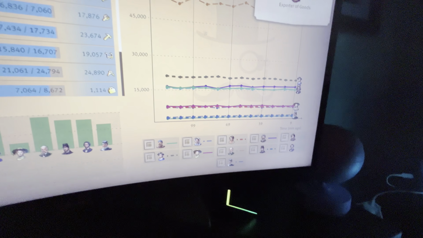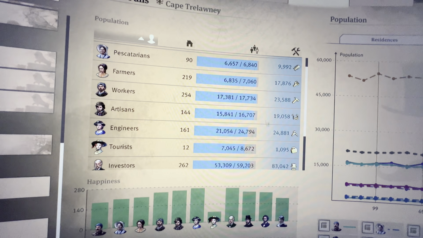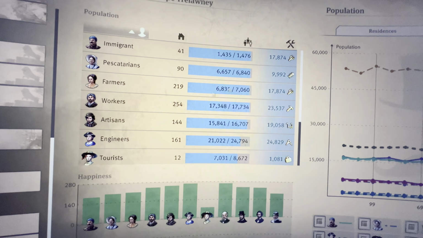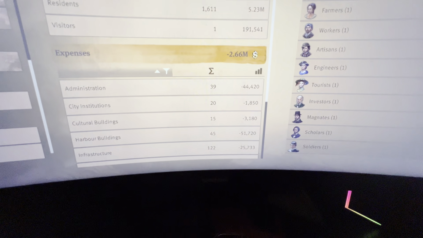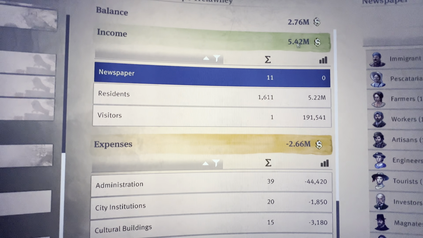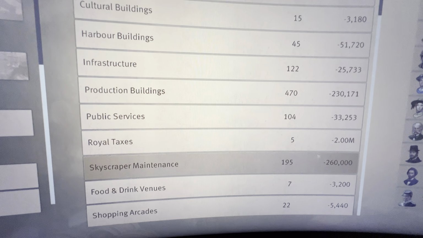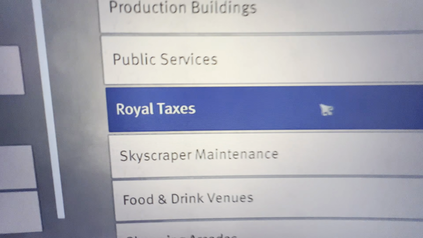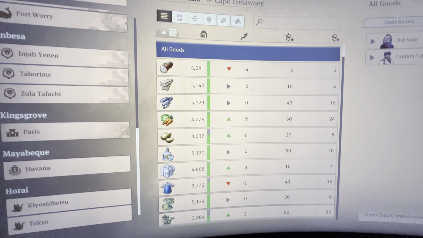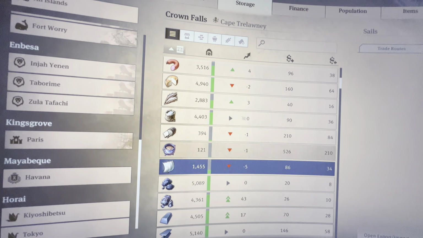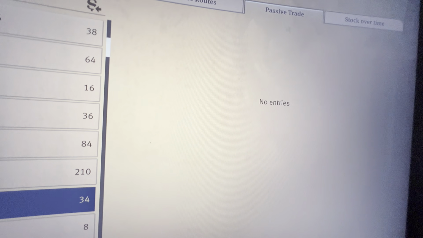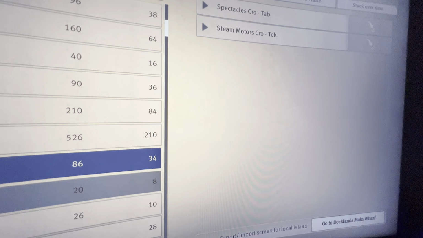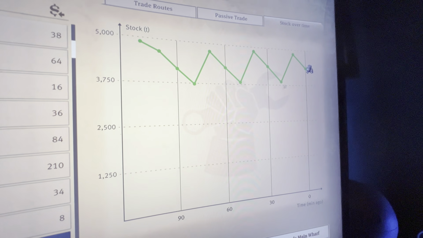You press this button. Don't get me started on this button. It's just not. My finances are better. And they're very simple to understand. You can see how much money I make. And you know what happens to all of it? Taxes. Fucking taxes. And then you look at my storage, and you have to figure out, oh, well, what does this button mean? Oh, look at this past stock over time. Look at the passive trade. Look at the trade routes. Oh, look at the iron, man. Look at the stock over time.